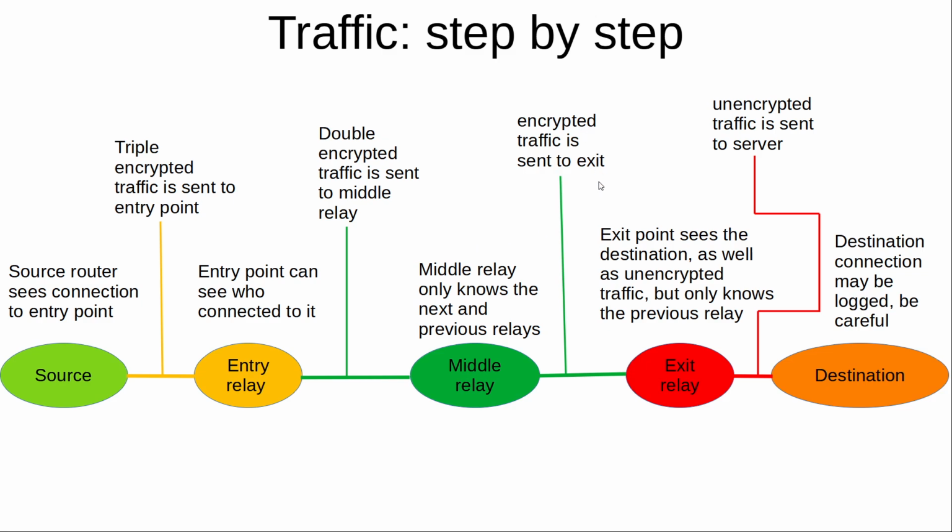Then the encrypted traffic from this is sent to the exit. As you can see, each time we lose a layer of encryption, that's the core of onion routing. But you can see the exit point, it sends unencrypted data to the destination. It doesn't know who's sending it, but it does know the data you're sending. So you do kind of have to trust that the exit relay is being honest.